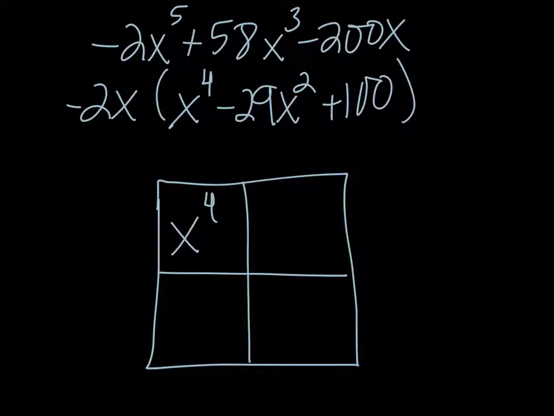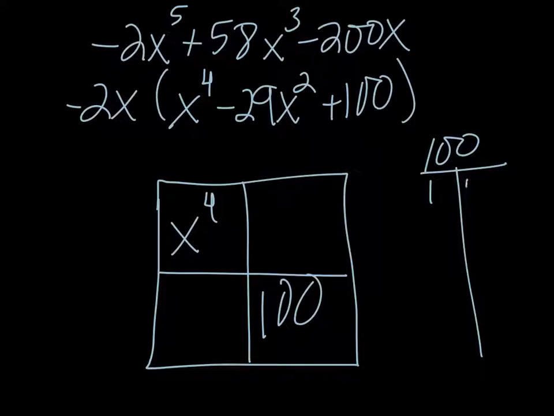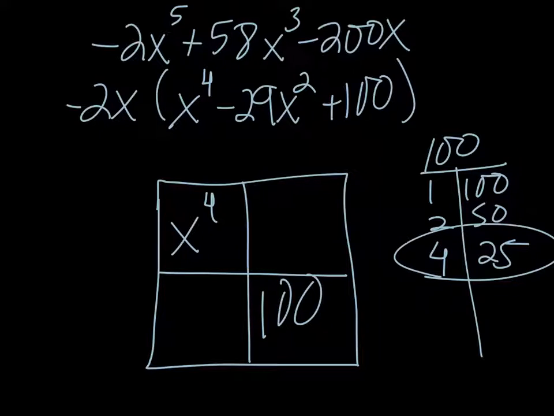So we're going to work with the x to the 4 and the 100, and then we need to think about what factors of 100 will add together to give us 29. They're both going to be negative again, since 29 is negative. So let's see, 100, we've got 1 and 100, 2 and 50, and 4 and 25. Hey, there's our pair. We'll do negative 4 and negative 25.